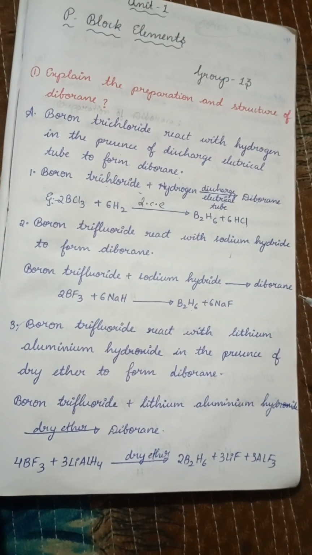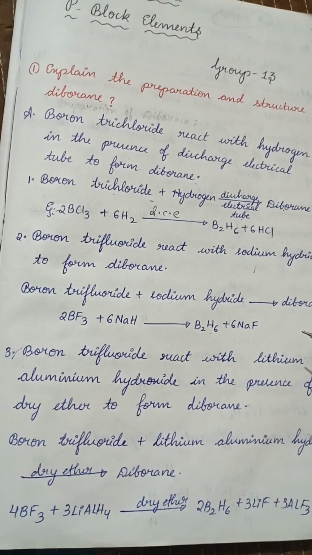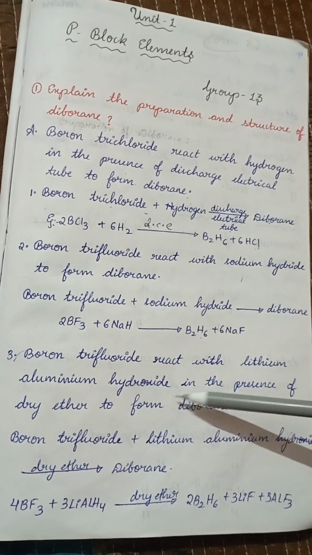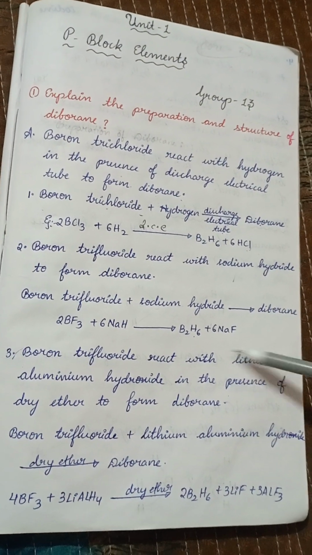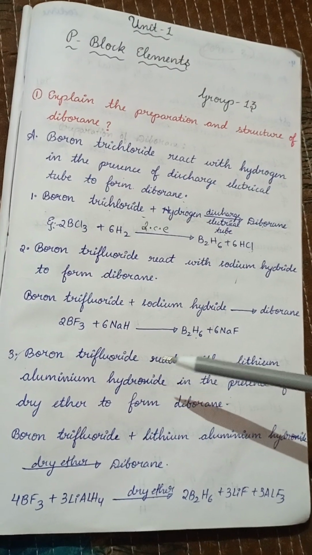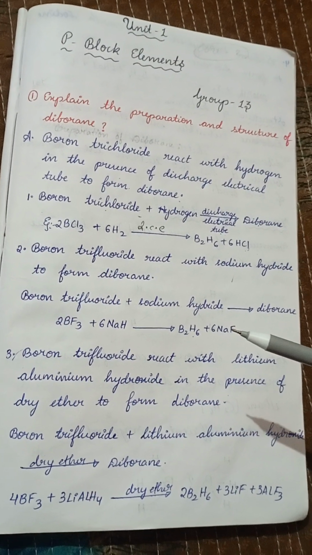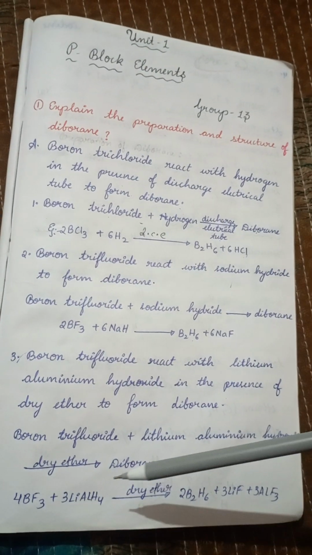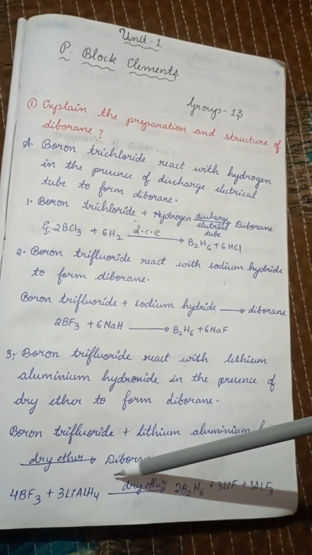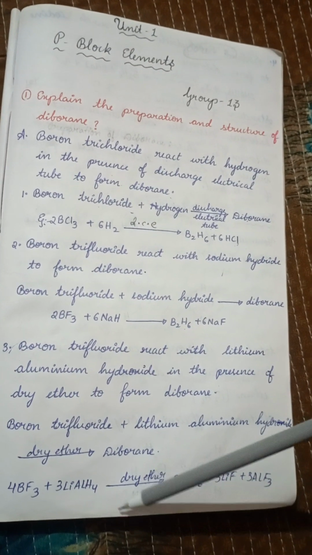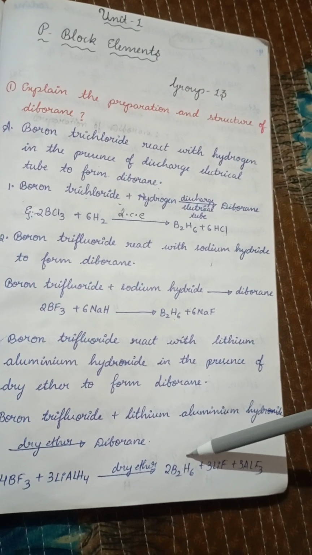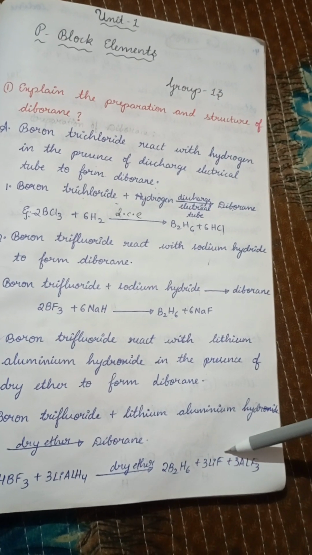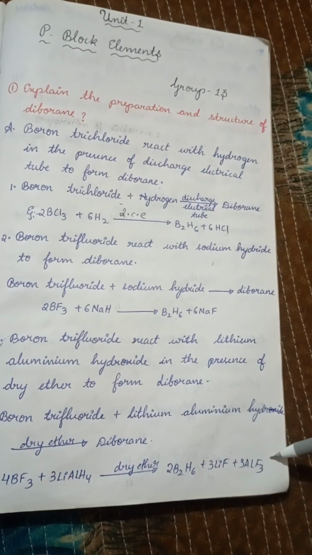Boron trifluoride reacts with lithium aluminium hydride in the presence of dry ether to form diborane. Friends, do you know the formula of lithium aluminium hydride? Yes, it is LiAlH4. So here's the equation: 4BF3 plus 3LiAlH4. In the presence of dry ether, we get the product diborane along with lithium fluoride and aluminium fluoride.